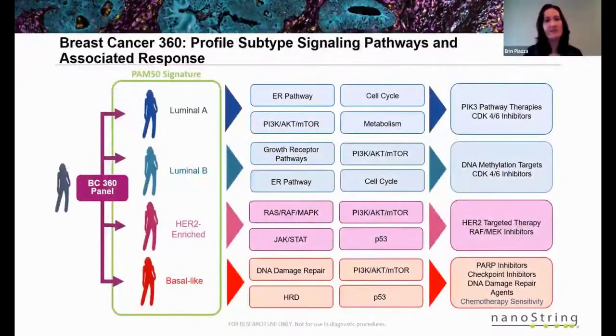And so now we'll switch gears and talk next about our Breast Cancer 360 panel. It's important first to understand that quite a bit of the biology included in the Breast Cancer 360 panel is offered by the PAM50 signature. The PAM50 signature has as its goal to break these samples into 4 main subtypes of breast cancer. These are luminal A, luminal B, HER2 enriched, and basal-like. Each of these various subtypes has associated biology with it, both pathway biology and biology that's predictive of the kind of treatment that should be employed for each subtype.